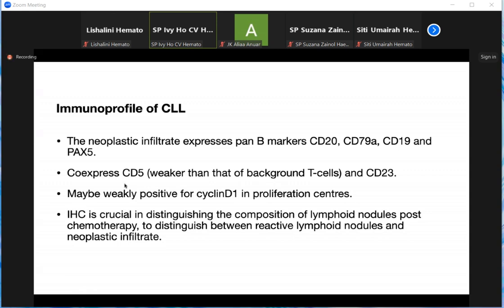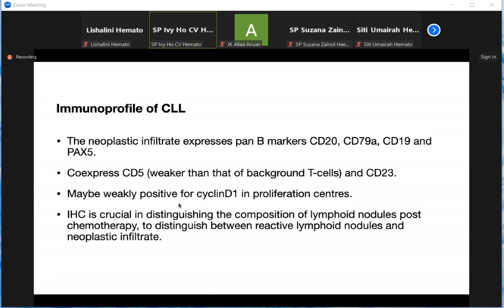normally the trephine comes in days later because of the processing and cutting, right? By the time you already have your flow in hand, you can already tell, oh, there's an abnormal population of B cells which express CD20, CD19, PAX5, and they also express CD5, which is dimmer, and they express strong CD23 and very bright CD200. So most of the time, you already have the diagnosis in hand.